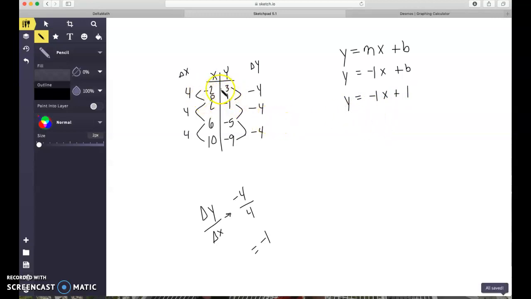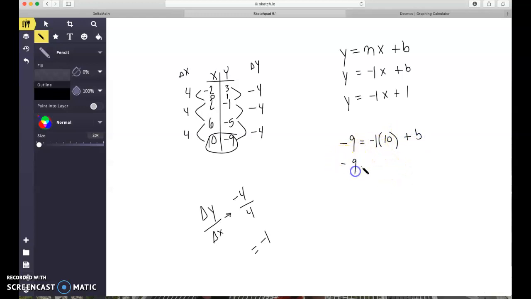Sometimes finding our y-intercepts from our table is not quite that intuitive. If that kind of logic or reasoning is hard for you, just pick any point you want, plug it in, and solve to find b. So maybe we pick (10, -9). I'd be plugging in -9 equals -1 times 10 plus b, and solving that to find b.